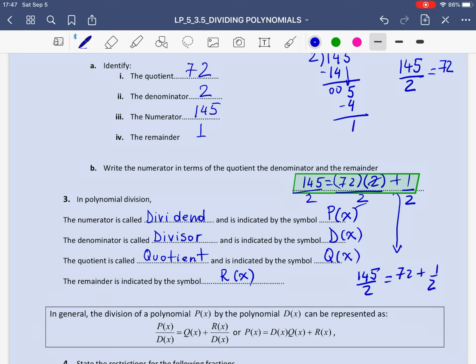The reason I'm pointing this out is because this is a very important statement that you will be asked to write whenever you perform a division. We call this the division statement, which describes the relationship between the dividend, quotient, remainder, and the divisor.